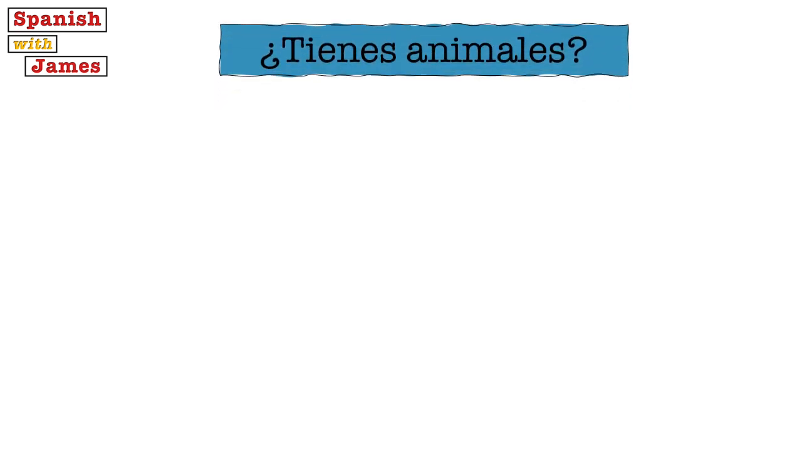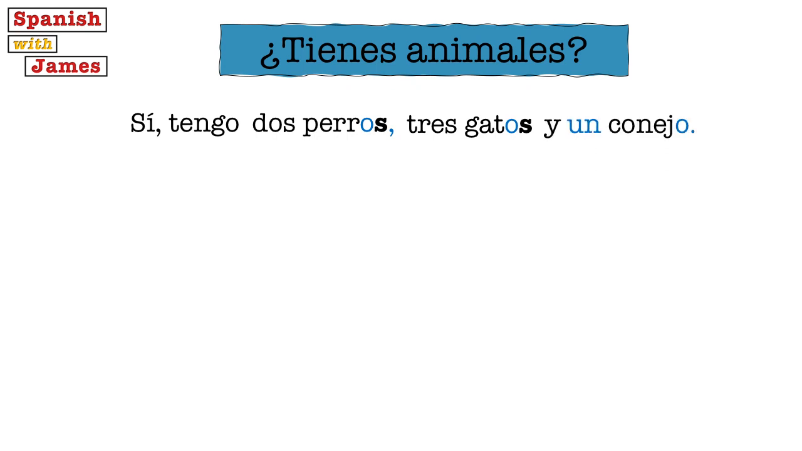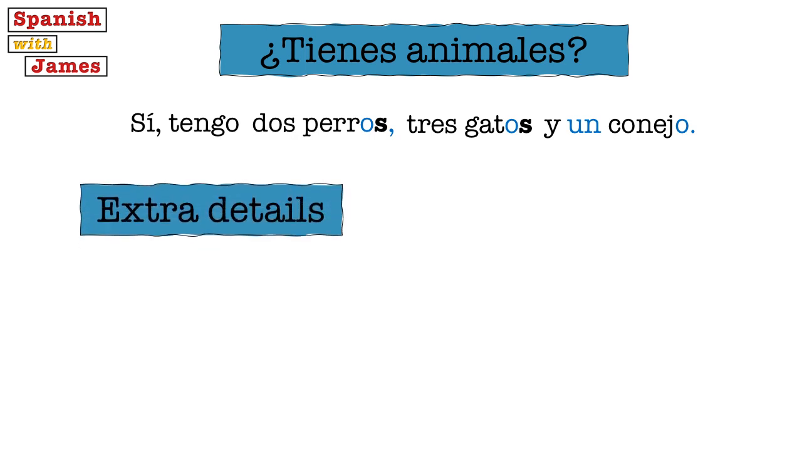So now if someone asks you, ¿Tienes animales? You should be able to give a bit more of an interesting response. It might be that you say something like, sí, tengo 2 perros, 3 gatos, y un conejo. Yep, I have 2 dogs, 3 cats, and a rabbit. But we can still give some extra details and make this even more interesting. You might want to give the names or the ages of your animals, or talk about their hair color or their eye color, or some detail about them that is just really special.